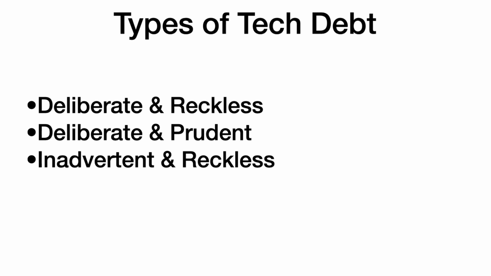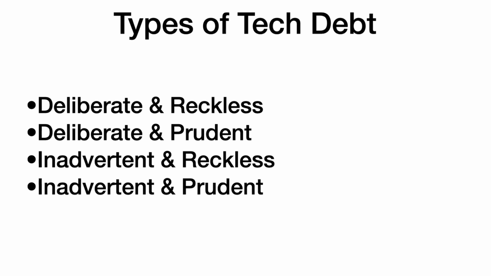Because if, let's say, you are going to make a change, you will not have the confidence that it will not break anything. Okay, now let's see the next tech debt, and this is called inadvertent and prudent.